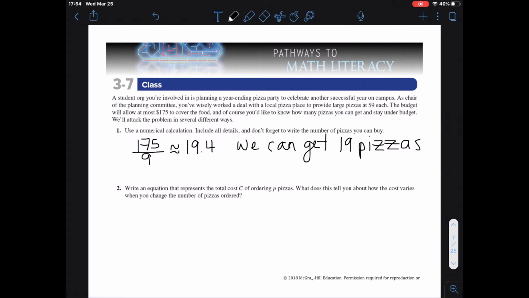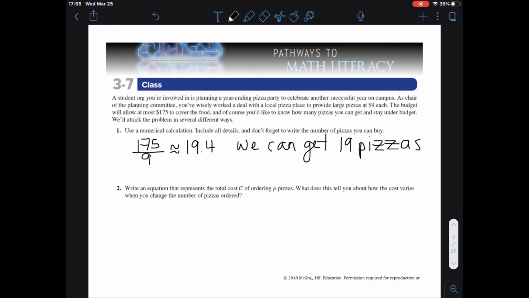So we wanted to see how many times 9 went into the total amount. You can't buy a fraction of a pizza, so at most I can get 19. So now let's see if we can write an equation that represents the total cost of ordering p pizzas, and see what it tells us about how the cost varies when you change the number.